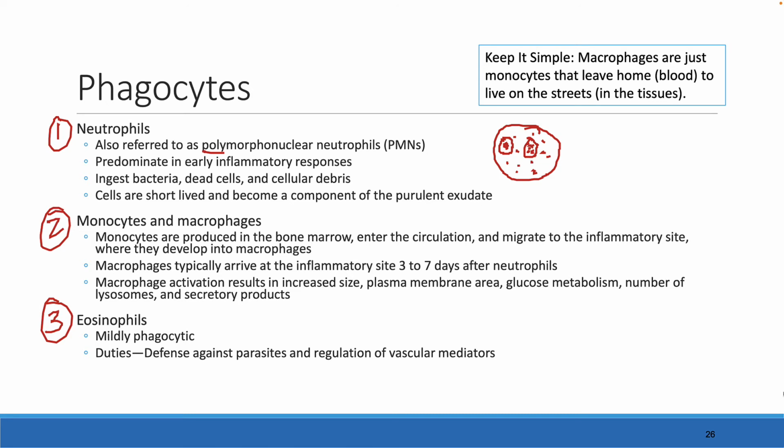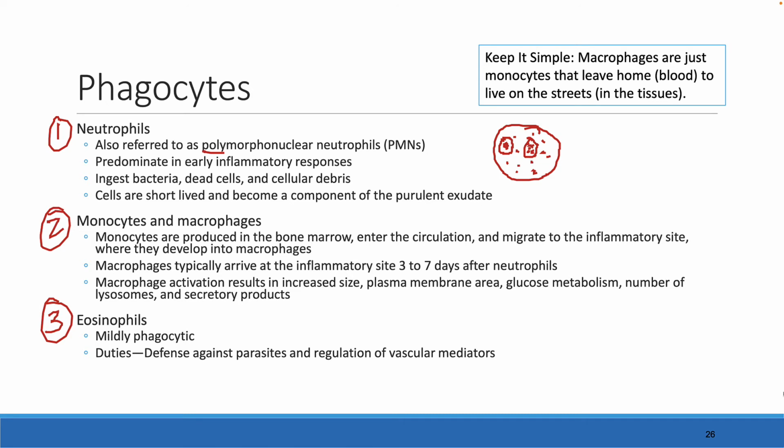They're involved in the early inflammatory response, and they do things like ingest bacteria and dead cells and get rid of all the junk that's around in the early injury phase. They are short-lived, and they are part of the purulent exudate. The rest of the world knows that as pus, right? So they die, they turn into pus, they are no longer useful as pus.